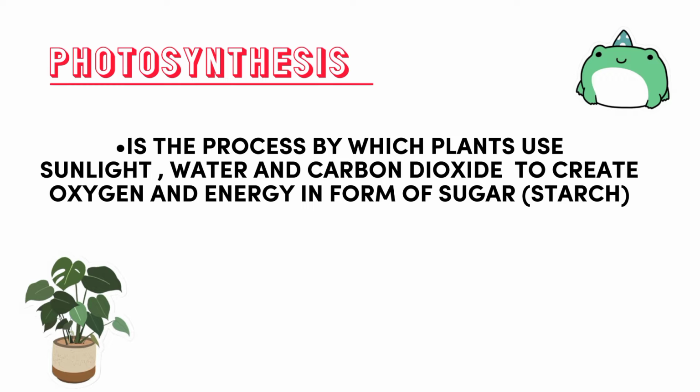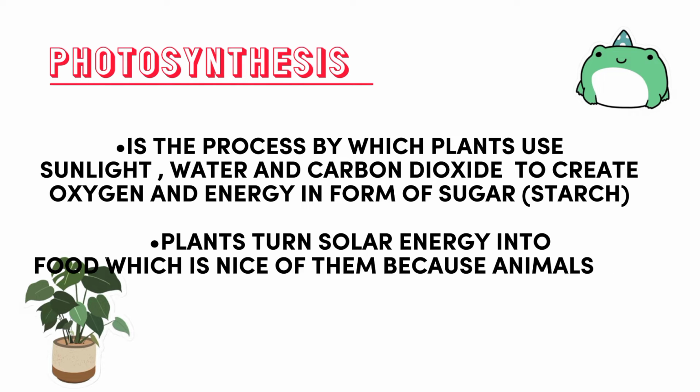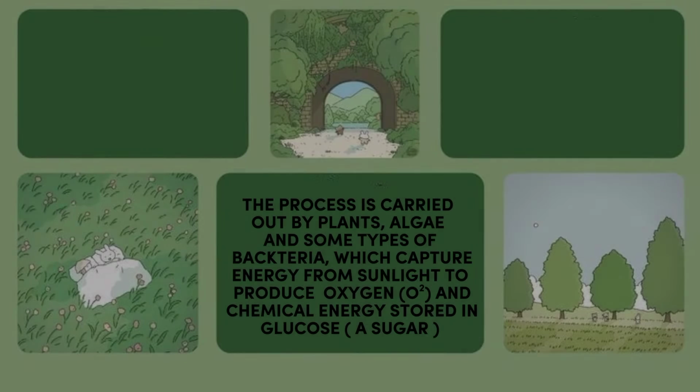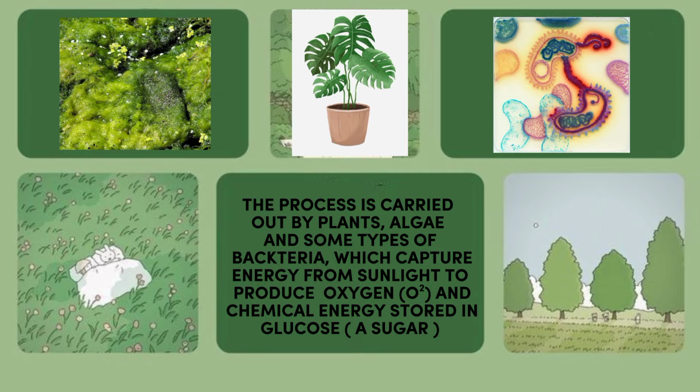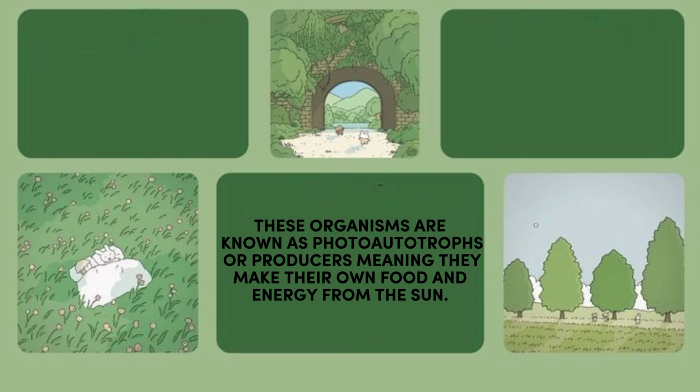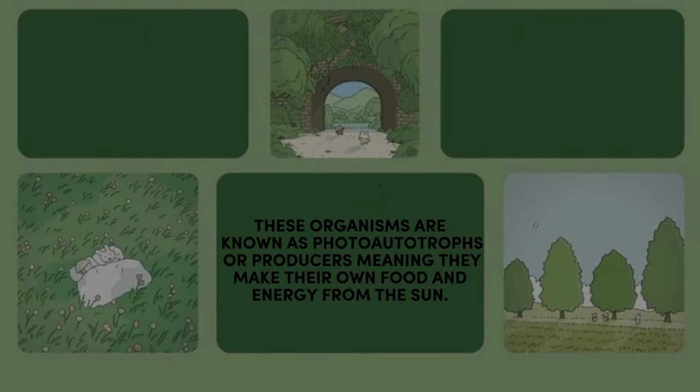of sugar and starch. Plants turn solar energy into food, which is nice of them because animals can eat sunshine. The process is carried out by plants, algae, and some types of bacteria, which capture energy from sunlight to produce oxygen and chemical energy stored in glucose. These organisms are known as phototrophs or producers, meaning they make their own food and energy from the sun.